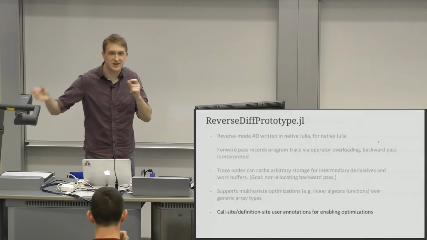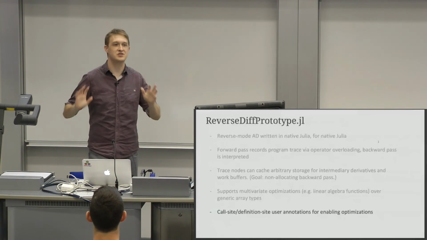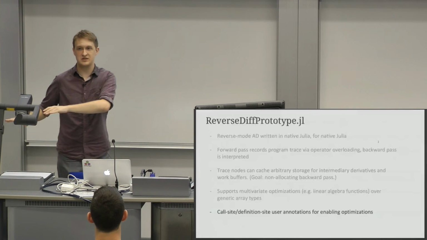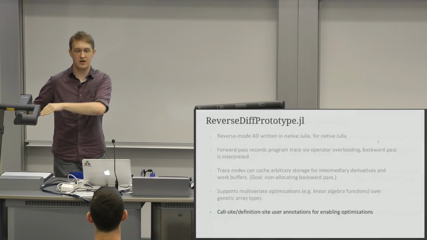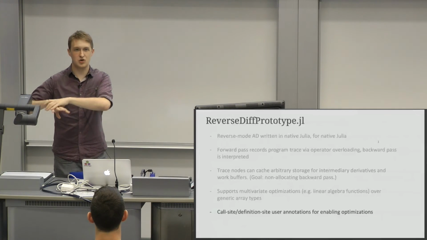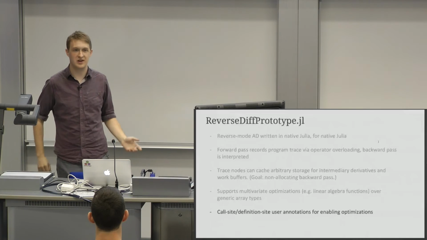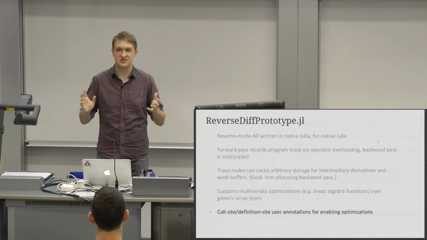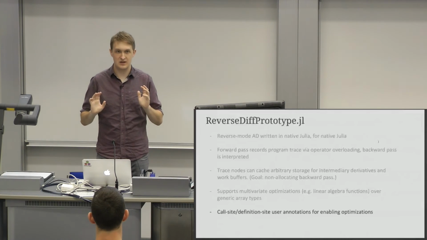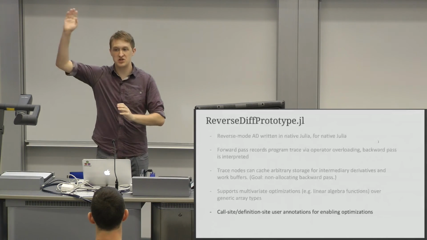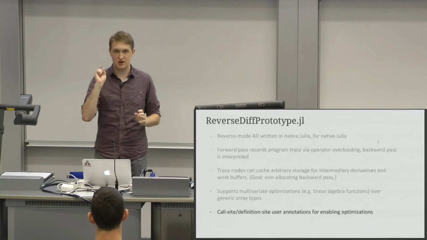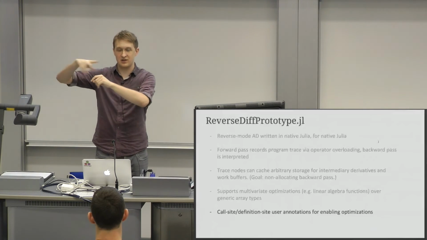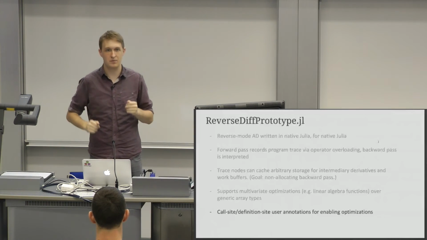There are user annotations for enabling optimizations. You can essentially say, hey, this part of the code you can execute totally in forward mode. So you can say, I know that this sub-expression happens to be a scalar sub-expression that you can avoid writing a bunch of nodes for, and you can just write one node for it by calculating the derivatives in the forward pass.